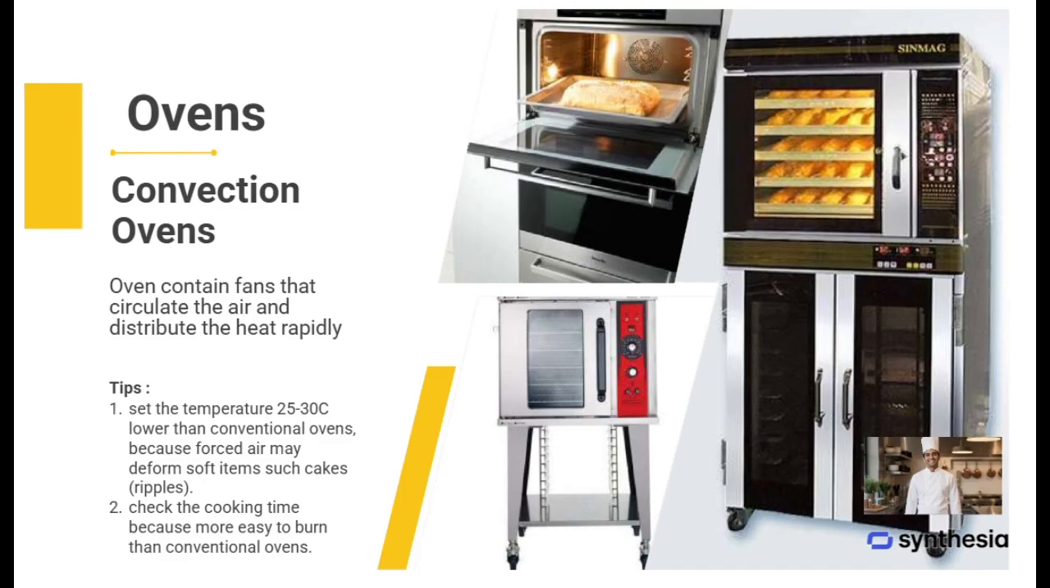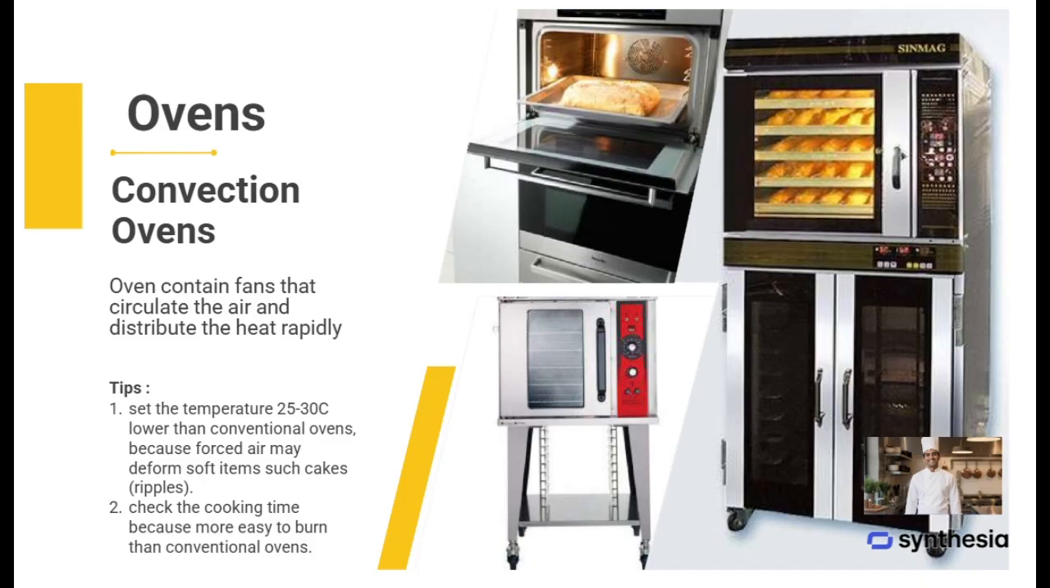However, there are several things we need to pay attention to. First, the temperature usually needs to be adjusted lower than a conventional oven, because the circulating heat is more effective. Second, we need to check the baking time carefully. Do not automatically use the same baking time as a conventional oven because the product may cook faster. Third, we need to consider the type of product. The forced airflow from the fan can affect delicate products, particularly products with a soft structure.